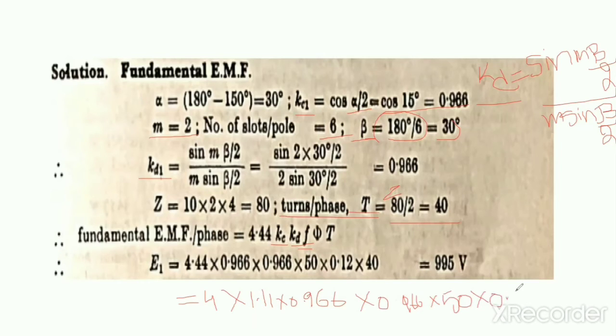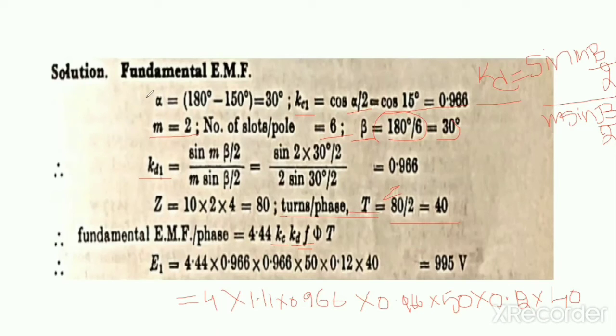That is 0.12 into, what is the number of turns? That is 40. Okay, this is the fundamental EMF per phase. Clear? This is the fundamental EMF per phase.